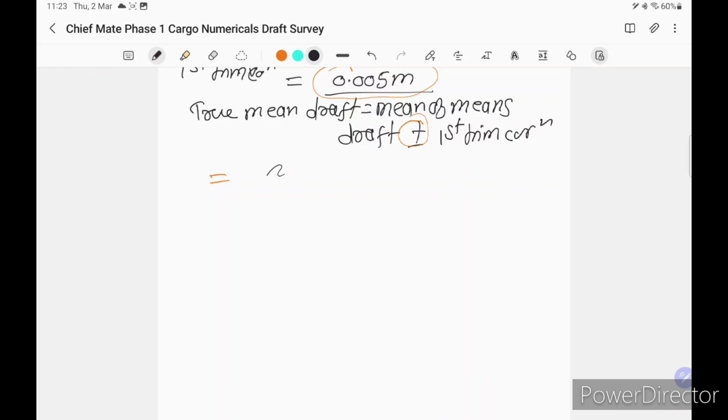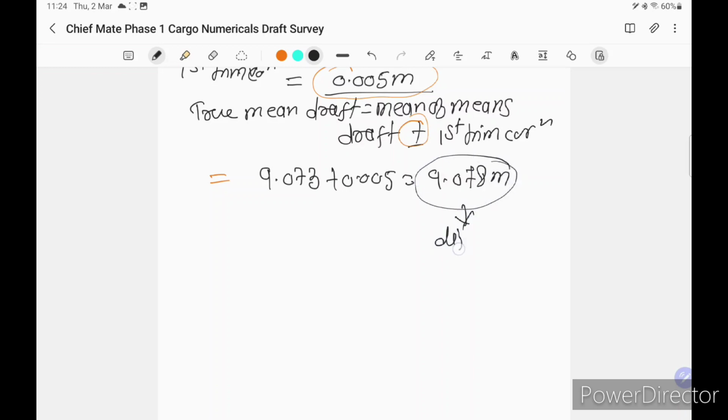So our mean of means draft is 9.073 plus 0.005, so we get the value 9.078. And now we calculate the displacement, which is 19241.66 tons in seawater. In the question we have 1.01 density. After that we will change the density also.